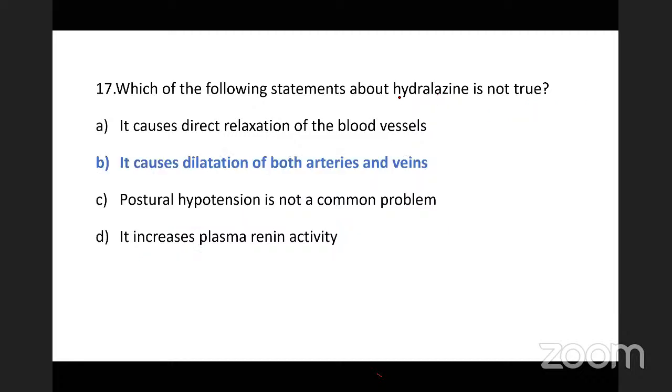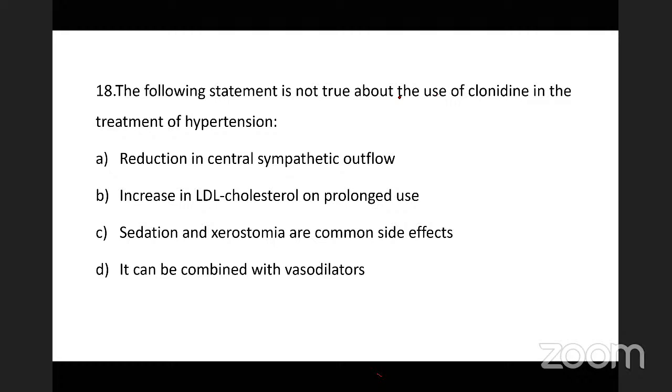The following statement is not true about the use of clonidine in the treatment of hypertension. It reduces the central sympathetic outflow, that is the correct statement. Increases LDL and is used? No. They decrease the LDL and increase the HDL. It has a favorable plasma lipid profile. Sedation and xerostomia are common side effects. That is the right statement.